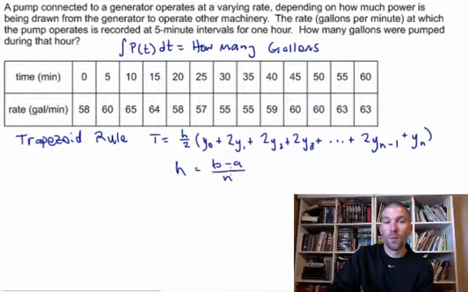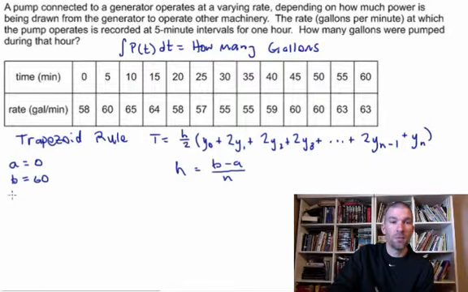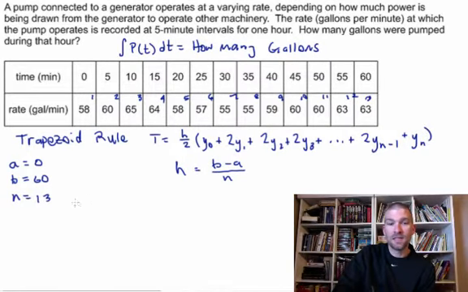So what do we have? Well, our A is going to be 0. Our B is going to be 60. And the number of terms, we just need to count up how many times that we're looking at this. So 1, 2, 3, 4, 5, 6, 7, 8, 9, 10, 11, 12, 13. So n is 13. So we're going to have 60 minus 0 over 13 times y0. That's the 58 part.